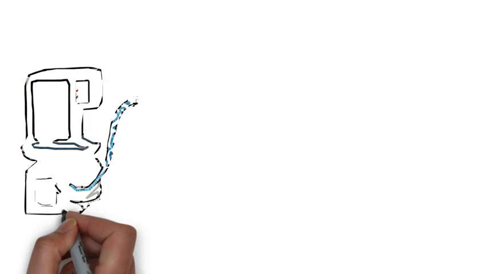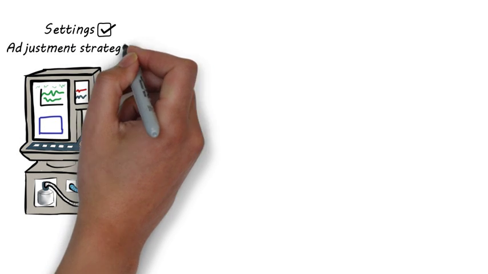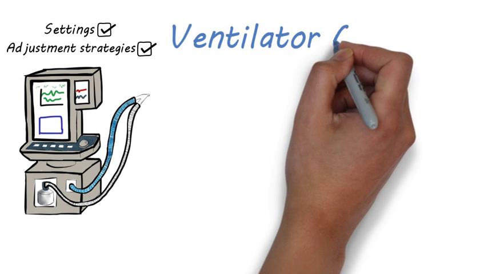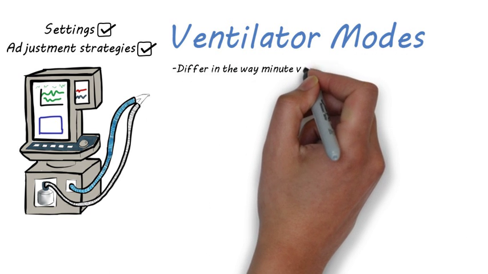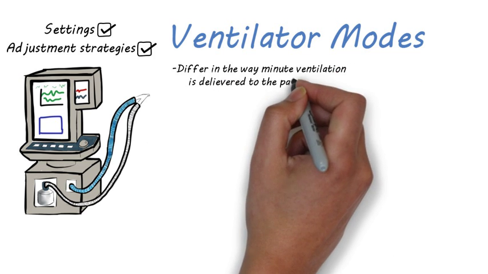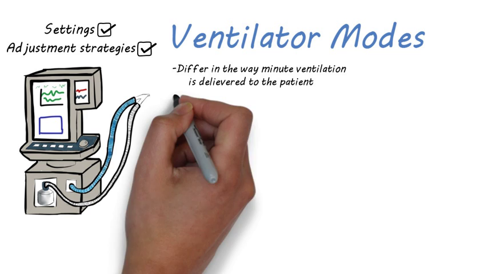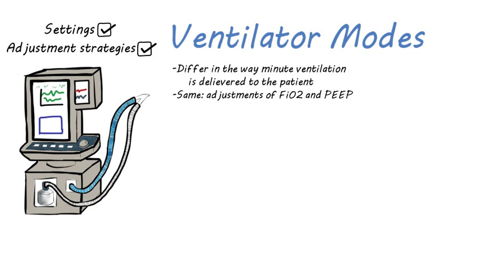So far, we have discussed very basic ventilator settings and basic ventilator adjustment strategies. Now let's talk about the different modes of ventilation. Modes of ventilation mostly differ in the way your minute ventilation, or tidal volume times respiratory rate, is delivered to the patient. Regardless of the mode of ventilation, adjustments of FiO2 and PEEP are the same.